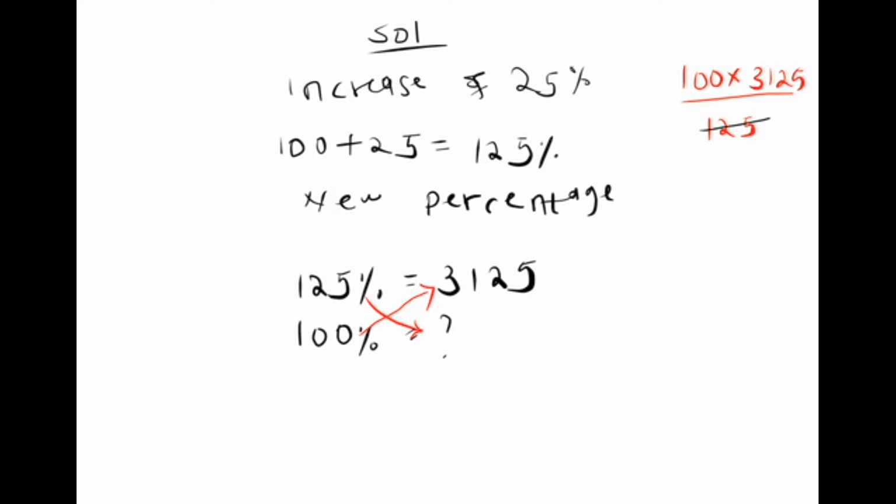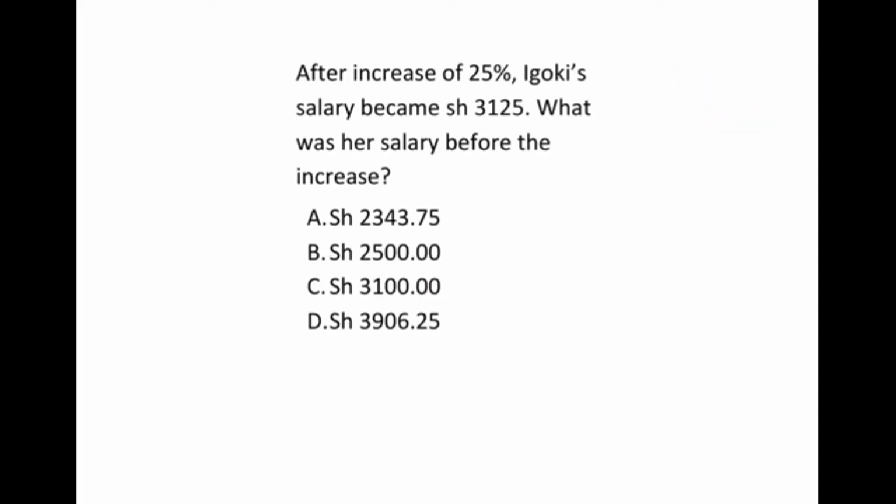By 125, 1. By 125, 25. Therefore, we multiply 100 times 25, we get 2,500 shillings. Therefore, the salary before the increase was 2,500 shillings. Therefore, our correct choice is B, 2,500 shillings.